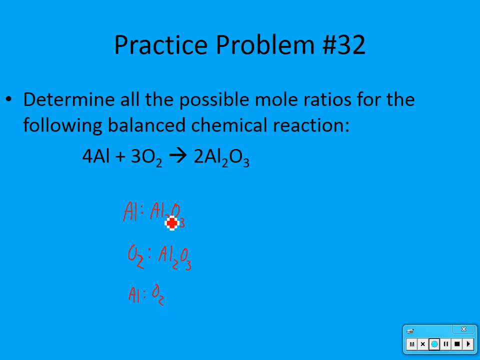So aluminum to aluminum oxide. We've got 4 aluminums. Let me try another spot on the board. So 4 aluminums to 2 aluminum oxides. Now this could be reduced to a 2 to 1 mole ratio.